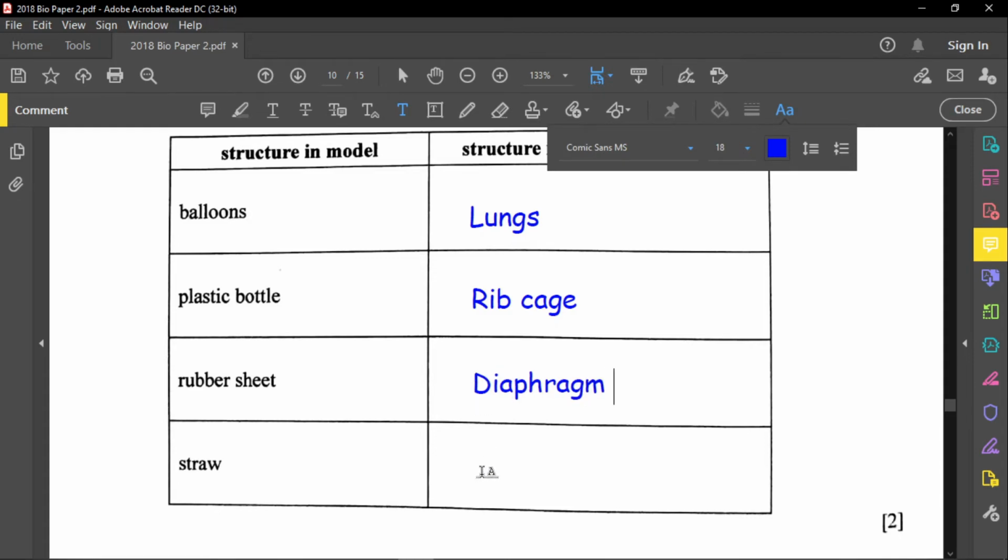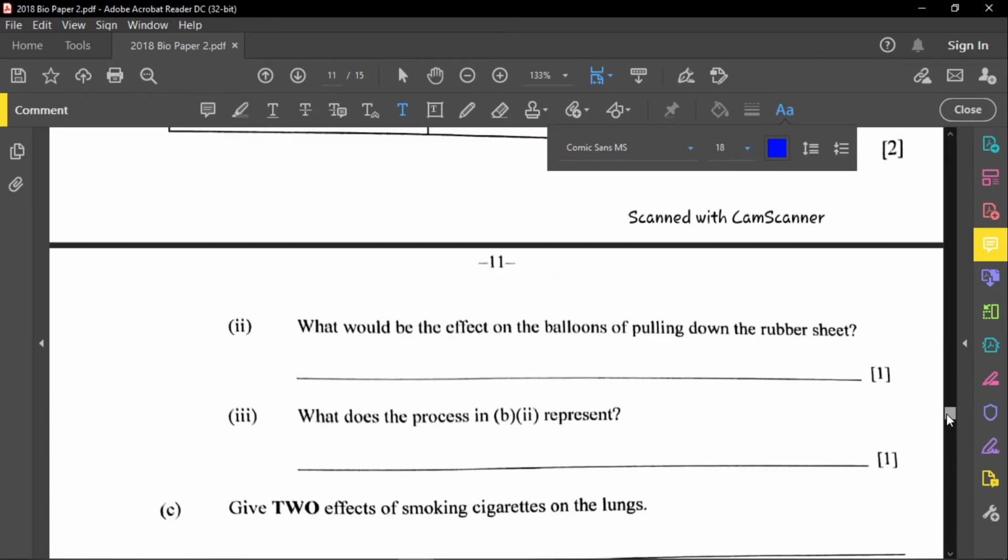And the straw represents the trachea. The straw is what will take the air down into the lungs. So that's the trachea. All right, and so we finish with this section. Let's go to the next section.